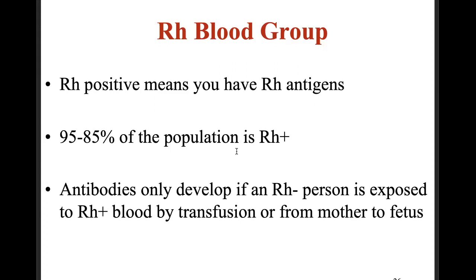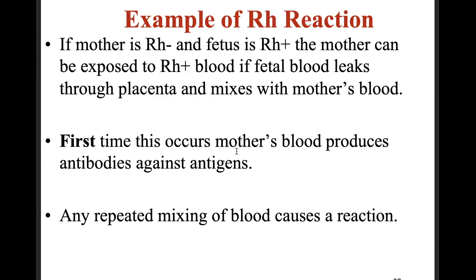So antibodies only develop if an RH negative person is exposed to RH positive blood by transfusion or from mother to fetus. Okay, so an example of RH reaction: if the mother is RH negative and the fetus is RH positive, the mother can be exposed to RH positive blood if fetal blood leaks through the placenta and mixes with the mother's blood. The first time this occurs, the mother's blood produces antibodies against the antigens. Any repeated mixing of blood causes a reaction.